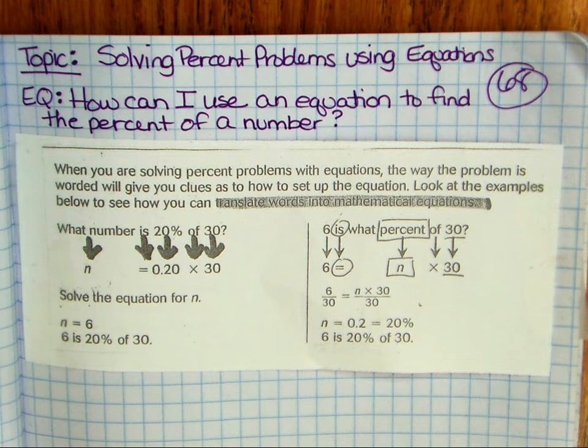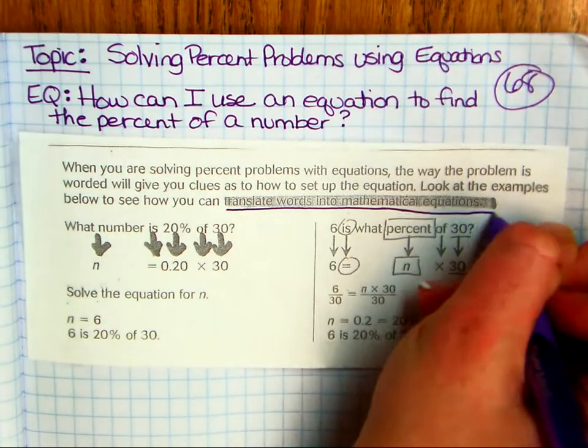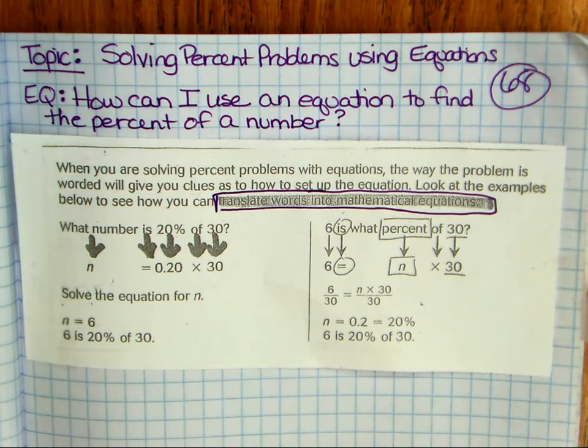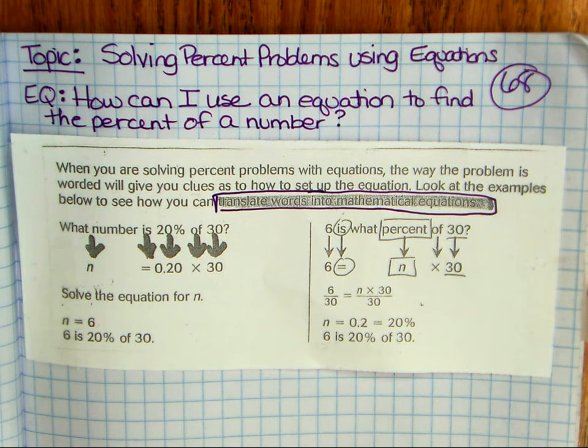Now let's look to our directions below in the printout. It says, when you are solving percent problems with equations, the way the problem is worded will give you clues as to how to set up the equation. Look at the examples below to see how you can translate words into mathematical equations. And I'm going to box that because it's really the key. We're going to translate because we know that math is its own language. Certain words in math mean constant things no matter what type of problem they're put into. And so we're going to look for those words.